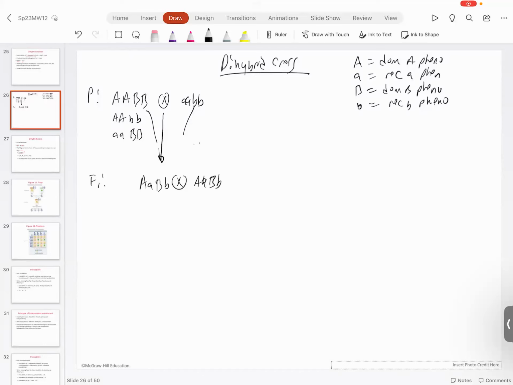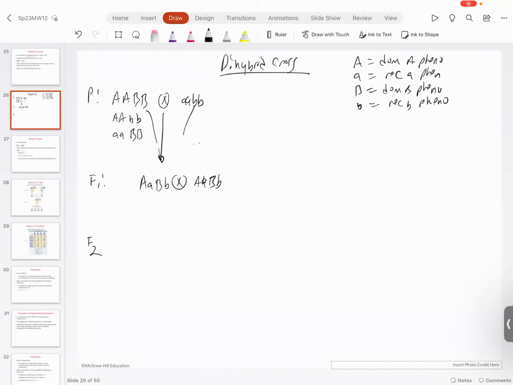So now what I want to do is build a Punnett square, because I've got a lot of possibilities here, right? First thing I need to do with the Punnett square is define which gametes, like how many different types of gametes each one of these individuals can make.